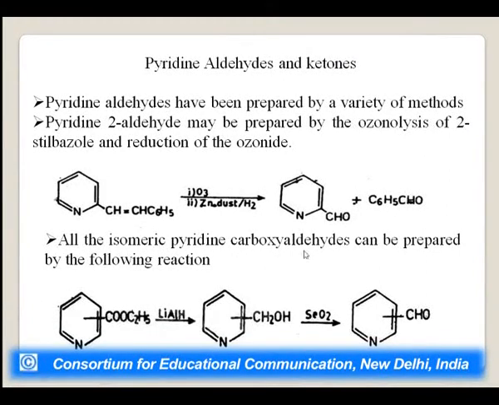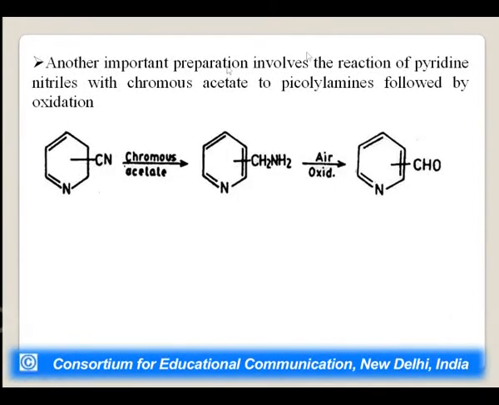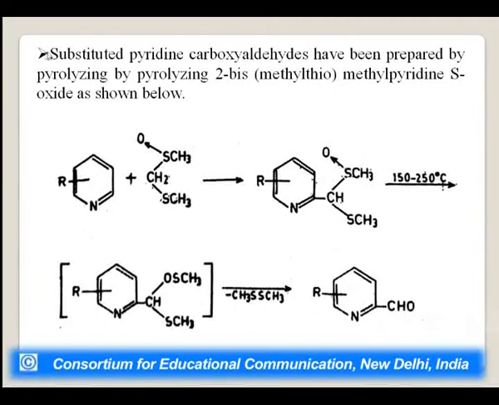All the isomeric pyridine carboxaldehydes can be prepared by the following reaction. You can see what happens here. First of all, it gets reduced to an alcoholic group, and then when oxidized with selenium oxide, it will give you pyridine aldehyde. Another important preparation involves the reaction of pyridine nitrile with chromous acetate to give picolyl amines followed by oxidation. You can see this is the picolyl amines, and on oxidation it will give you pyridine aldehyde. Substituted pyridine carboxaldehydes have been prepared by pyrolysing 2-bis(methylthio)methyl pyridine S-oxide as shown below. Here you can see the reaction, how it took place.